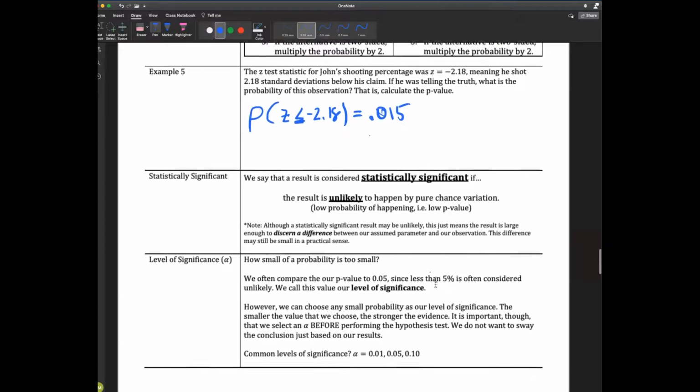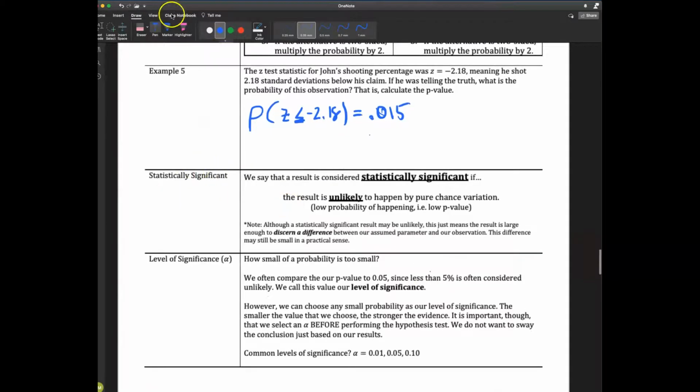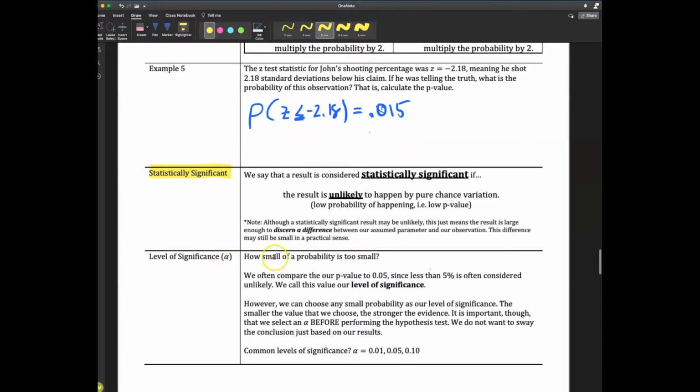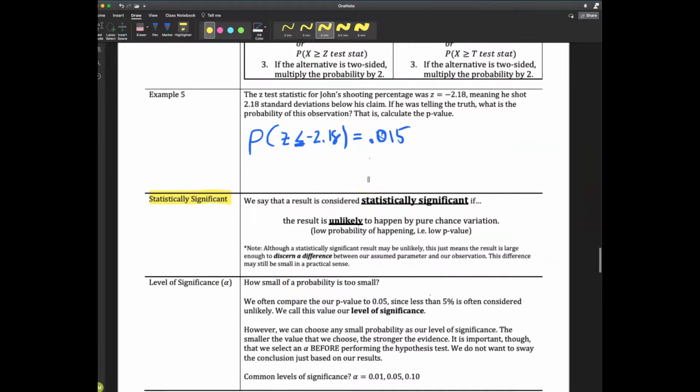Now, what do we do with that p-value? Well, it helps us determine if something is statistically significant. This is a very important word in statistics. And it's statistically significant, this data that we collected, if the result is unlikely to happen by pure chance, meaning that there's a low probability of this happening, a low p-value. And so you would have to think about what is low, what does it mean. How small of a probability is too small or low? And so something is statistically significant if we get a low p-value.